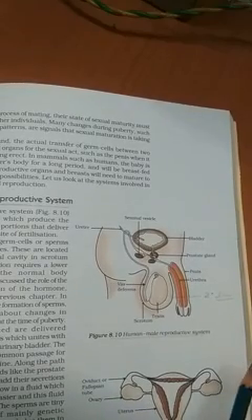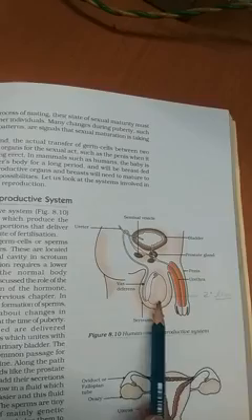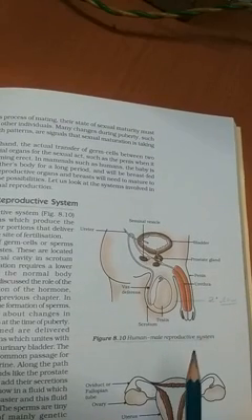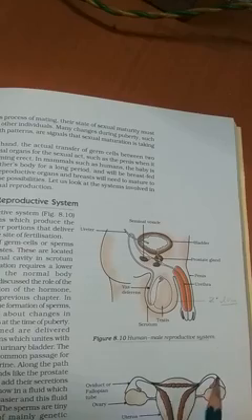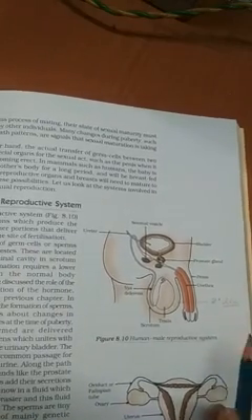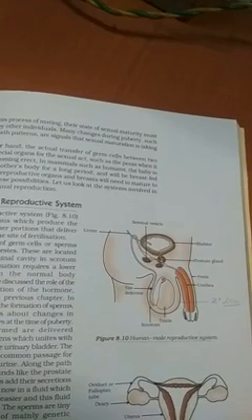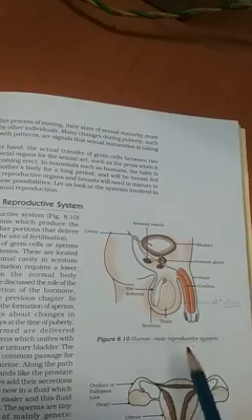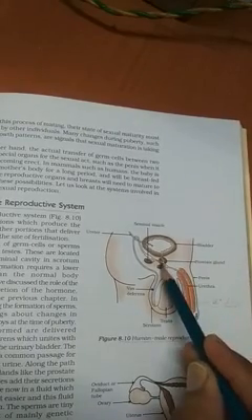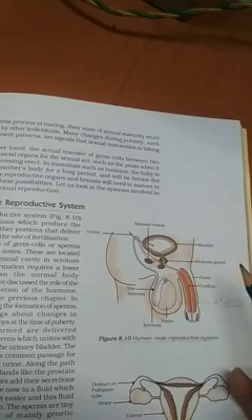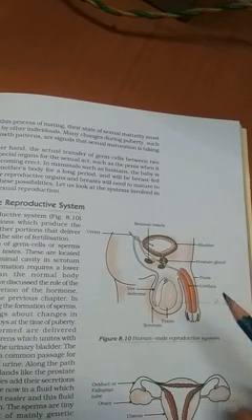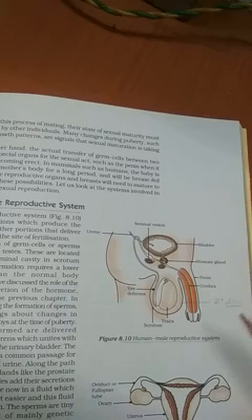Moreover, testes release a male sex hormone called testosterone. The function of testosterone is to regulate the production of sperm and bring about changes in appearance seen in the boys at the time of puberty. The sperm, which are male germ cells, along with the secretion of prostate glands and seminal vesicles, together constitute semen, which is released and made to enter into the female genital tract during copulation.